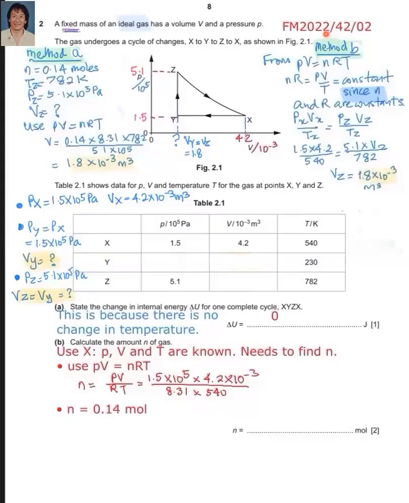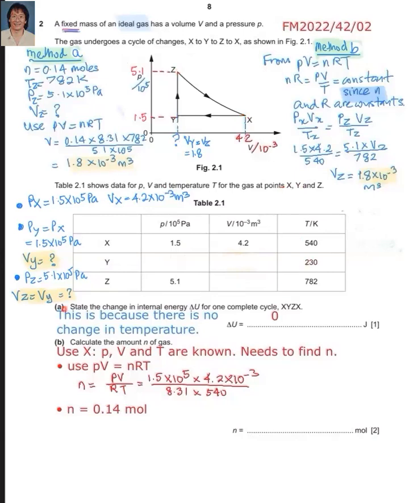This is a February, March 2022, variant 42 question. Question number 2. A fixed mass of an ideal gas has a volume V and a pressure P. The gas undergoes a cycle of changes, X to Y, then Y to Z, and Z back to X, as shown in figure 2.1. Table 2.1 shows data for the pressure, the volume, and the temperature of the gas at points X, Y, and Z. These are the values in the table.